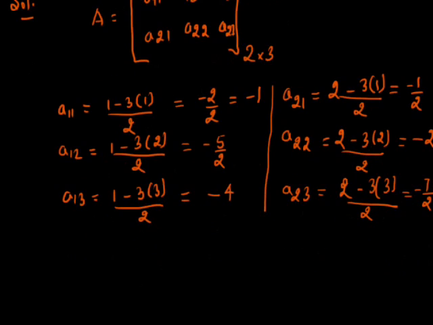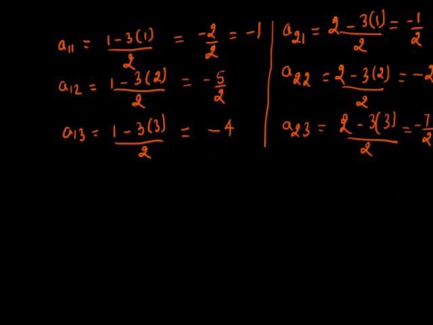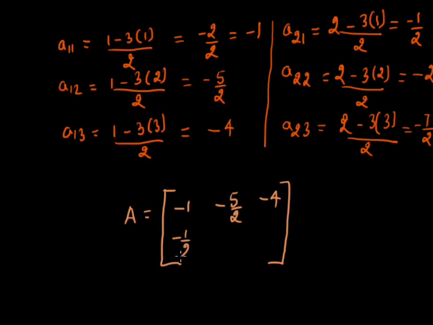So what will be the matrix? So therefore matrix A will be equal to minus 1, minus 5 by 2, minus 4, minus 1 by 2, minus 2 and minus 7 by 2.